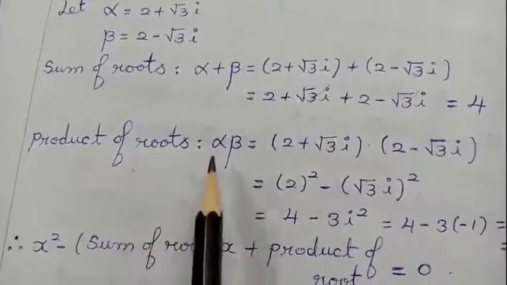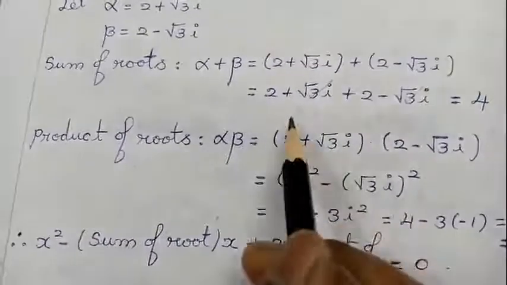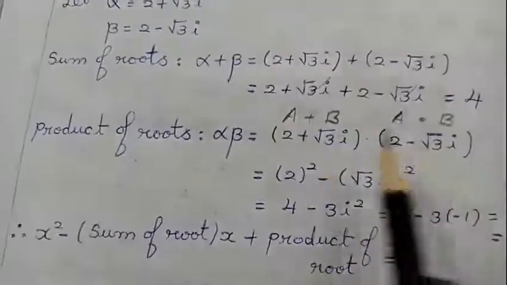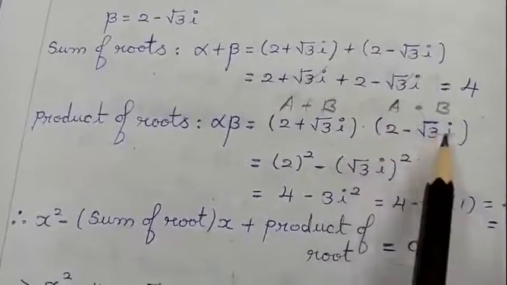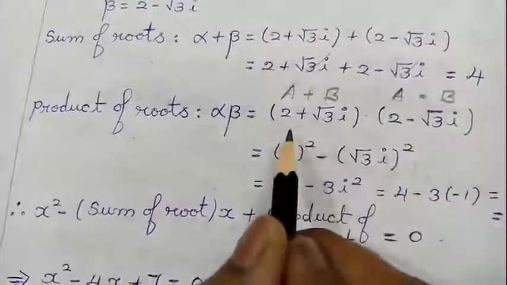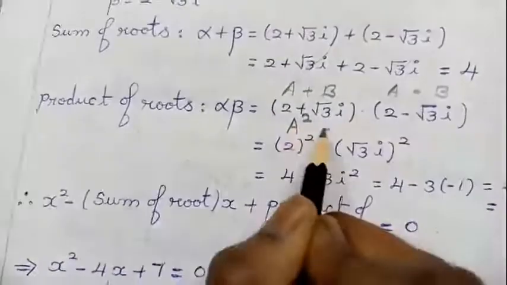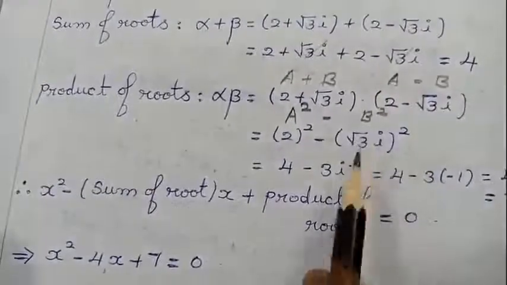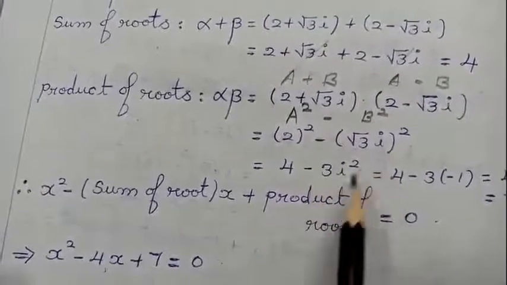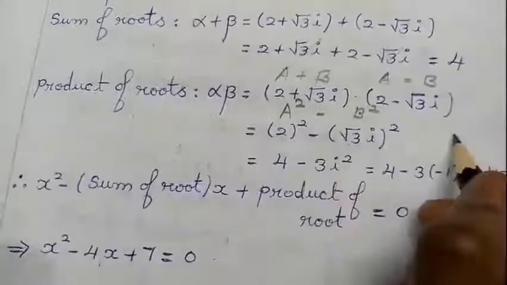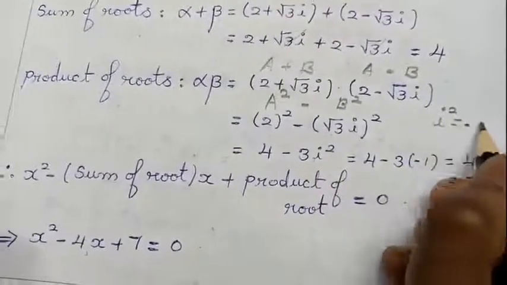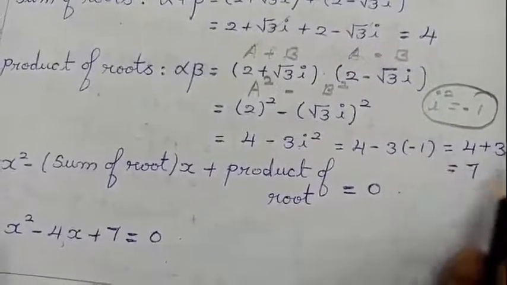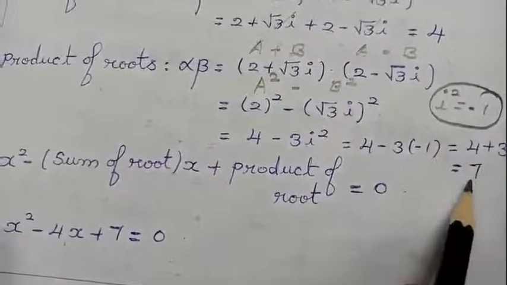Product of roots, alpha into beta. It is of the form a plus b into a minus b. Here the value for a is 2 and b is root 3i. According to the algebraic formula, I get a square minus b square. So root 3i the whole square. The value for root 3 the whole square is 3. Since the value for i square is minus 1, I am going to replace it with minus 1. After calculating, I get the answer as 7.